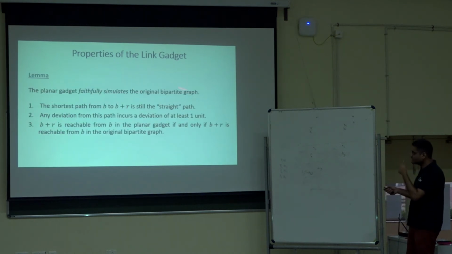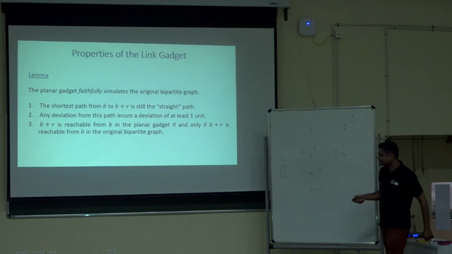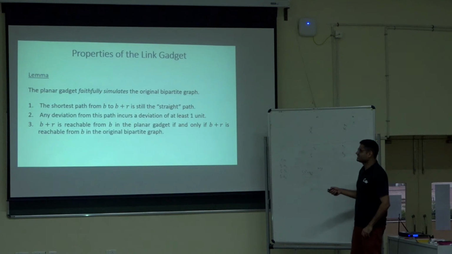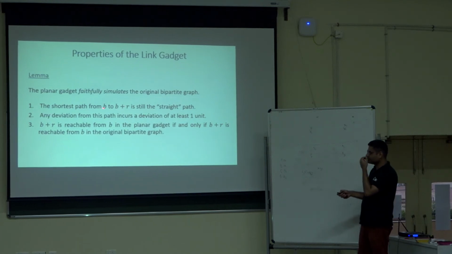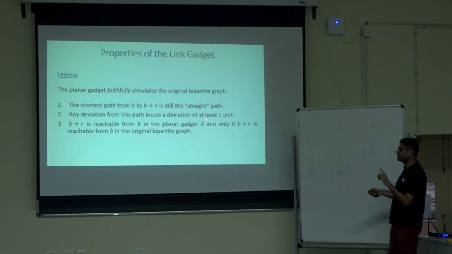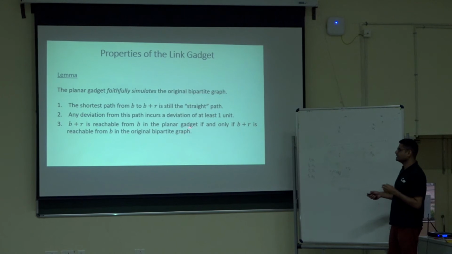And okay, what is this link gadget? This is basically what I just said earlier. The shortest path from B to B plus R is still the straight path, and any deviation from this path incurs a cost of at least 1 unit.